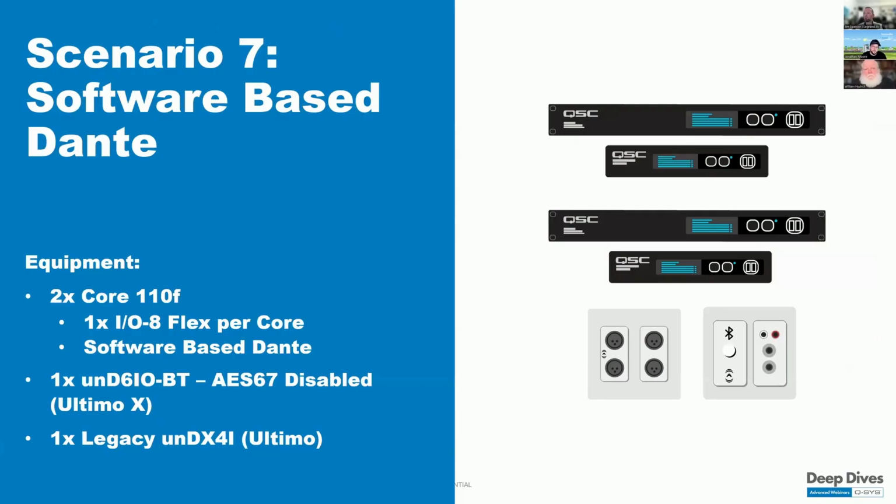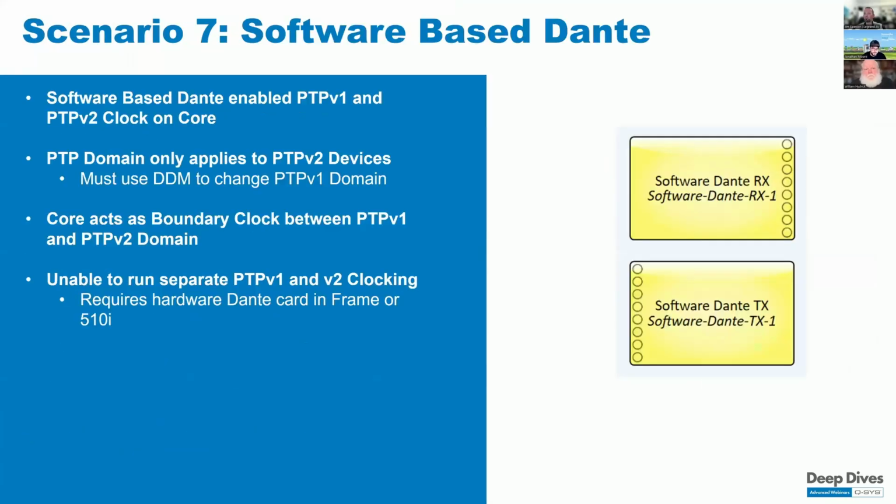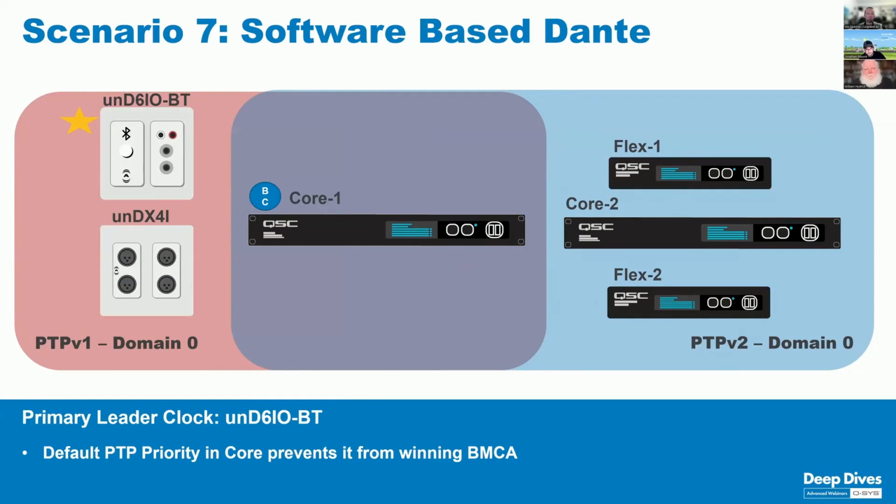Okay, Scenario 7. Here's what we're going to do. We're going to introduce Dante to our DSP design, and what that's going to do is let our DSP speak both PTP version 2 and PTP version 1. Because of that, the core can now become, based on priority values that are set by default, a boundary clock between version 1 and version 2. So in this particular scenario, if we use our priorities out of the box, our Bluetooth wall plate is going to become the clock leader for the entire segment, and the core is going to be our boundary clock between version 1 and version 2.